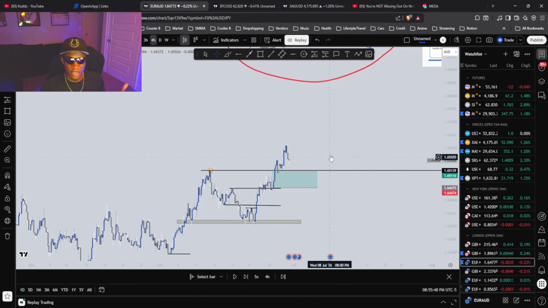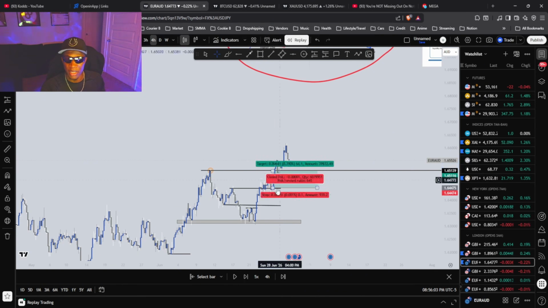Now, I want to teach you guys something else while I'm at it. Like I said, it created a higher high, higher low, higher high, higher low, higher high. You see what I'm talking about? So I was very confident with still holding this position until price created a lower low, lower high. The moment price created that, I completely got out of the trade.